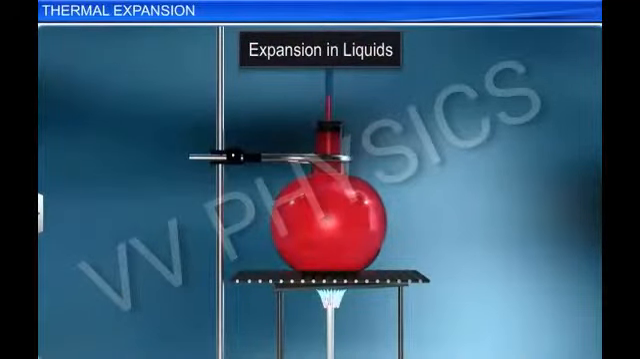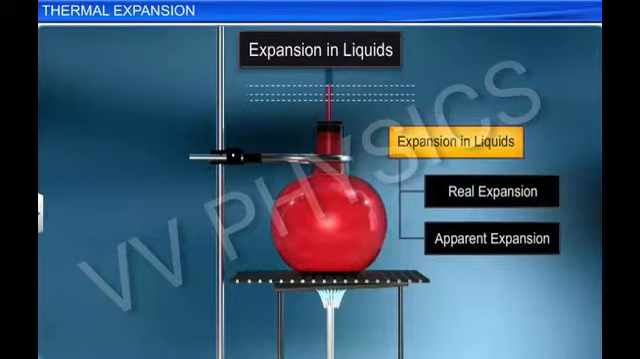As liquids do not have a specific shape, they do not have linear and areal expansion as solids do. They have expansion in volume only. When a liquid in a container is heated, both the liquid and the container expand. Hence, for liquids, we have two categories of expansions, namely real and apparent.